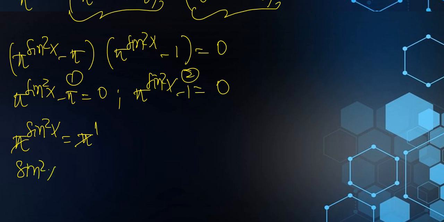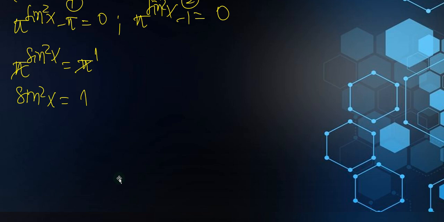So now this one means that pi to the sine square x equals pi, and this is pi to the power 1. Let's solve this one here. Let's say this is 1 and this is 2, so we're solving 1 here. Same bases, so we have sine square x equals 1, and this means that sine x is equal to plus or minus 1.